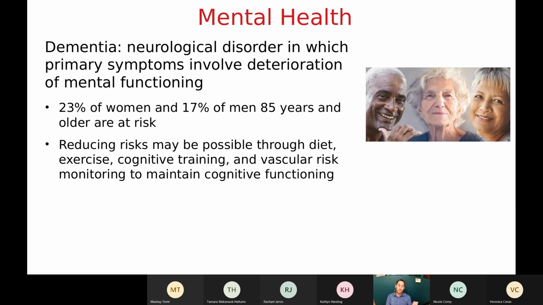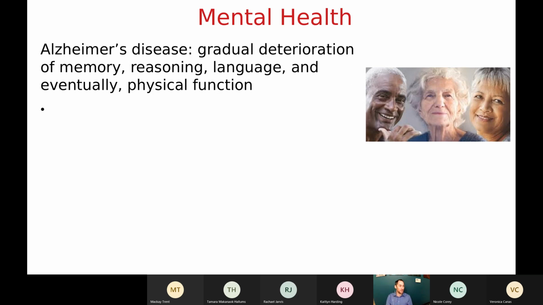It will help prevent these from happening, but even if they do happen, it can slow their progression dramatically versus just succumbing to this deterioration. So Alzheimer's disease is similar in some ways. It's a gradual deterioration of memory primarily, and that's one of the main things that family members tend to see: grandpa or grandma is not remembering people around them or remembering events from their life. That's oftentimes one of the common symptoms. But also reasoning, language, and physical function can be affected by Alzheimer's.